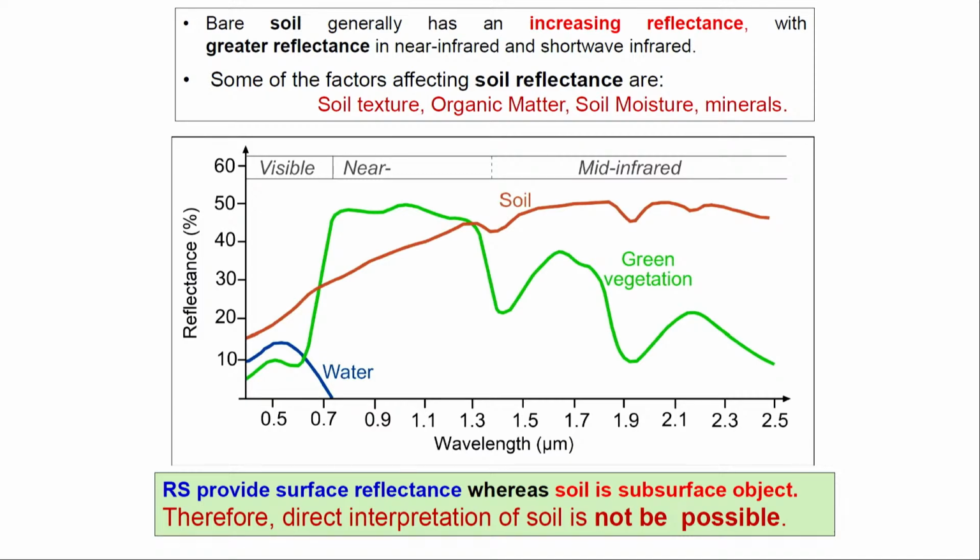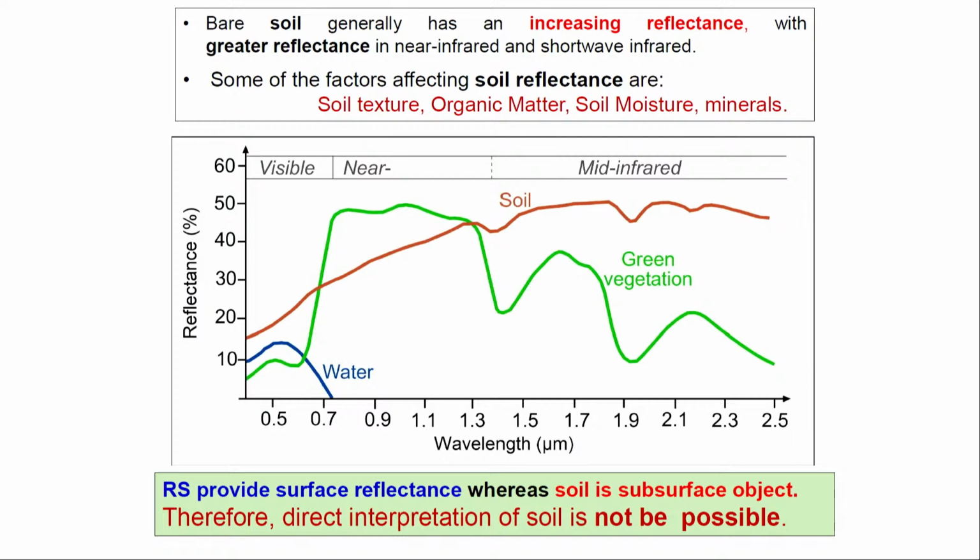This curve shows the soil reflectance characteristics. In case of vegetation, we get a very contrasting difference in the reflectance in the red wavelength region, near infrared, and short wave infrared, and that contrast information can be used to get the information on vegetation, crop type, crop condition, phenology.